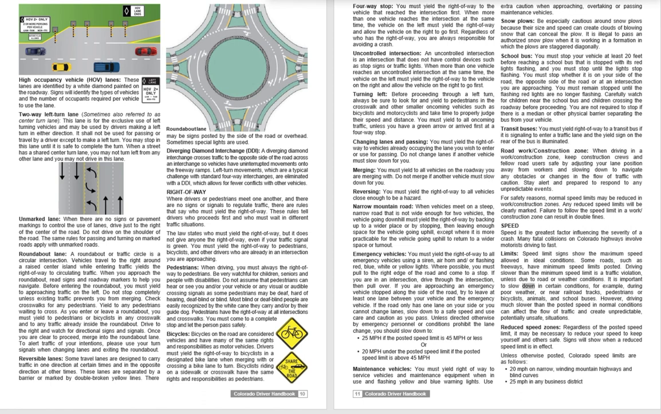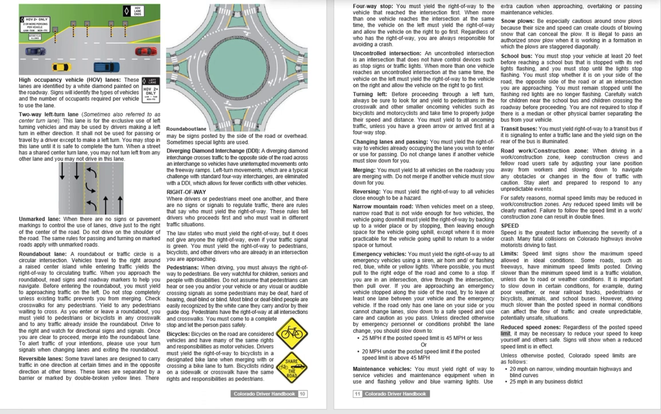It is important to slow down in certain conditions, for example, during poor weather, or near railroad tracks, pedestrians or bicyclists, animals, and school buses. However, driving much slower than the posted speed in normal conditions can affect the flow of traffic and create unpredictable, potentially unsafe, situations.